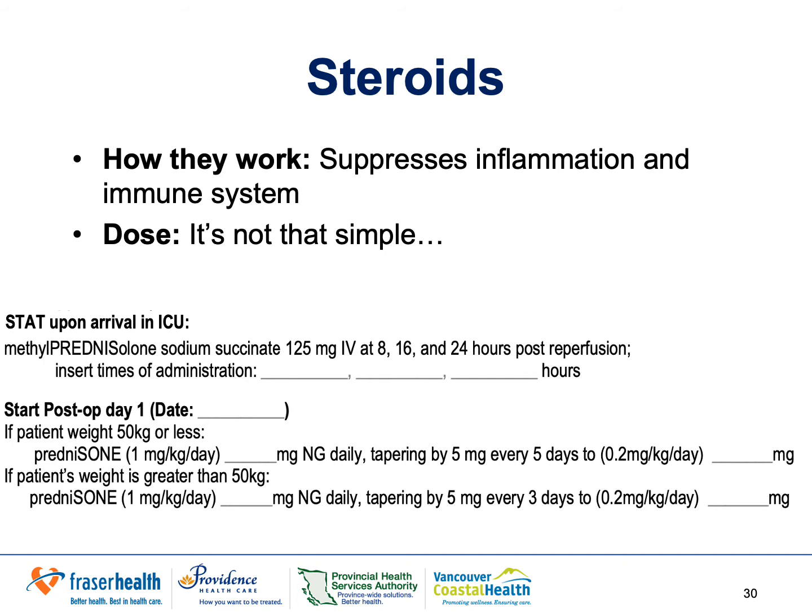So once they arrive in the ICU, you would start them on the methylprednisolone, which, as you remember, is part of the induction plan originally, and then you give 125 milligram IV at 8, 16, and 24 hours post reperfusion. And then post-op day 1, you start them on a prednisone taper, dose of 1 milligram per kilogram per day. And the dosing tapering regimen is either by 5 days or 3 days, and that differs based on the patient's weight.